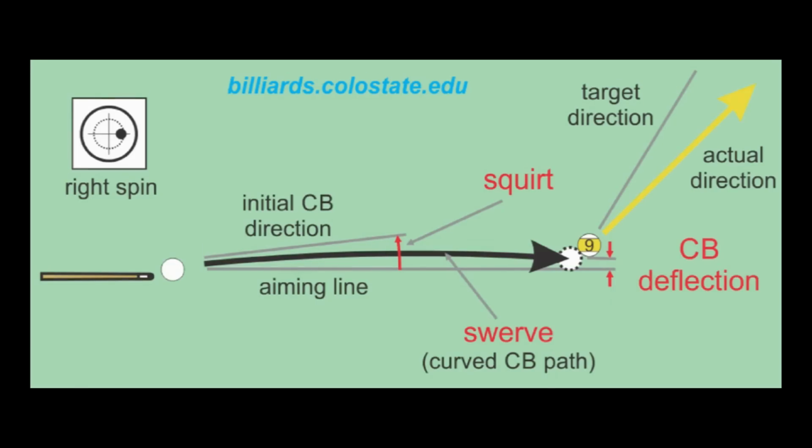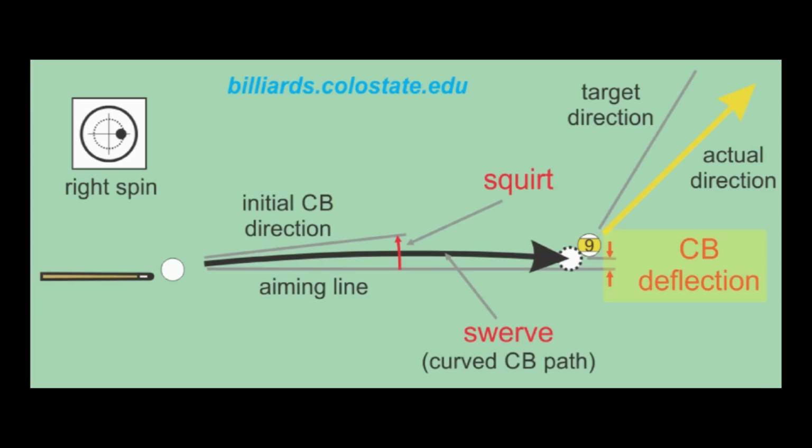Anytime you use sidespin, the cue ball does not go straight. For example, when you hit the right side of the cue ball to impart right sidespin, the cue ball squirts to the left and swerves back to the right some. The amount of squirt depends on the amount of sidespin and the shaft properties. And the amount of swerve depends on the amount and type of spin, shot speed and distance, and ball and cloth conditions. The net effect of squirt and swerve is called cue ball deflection.